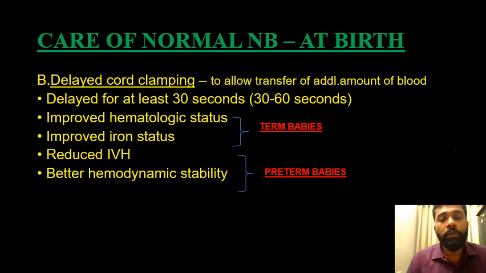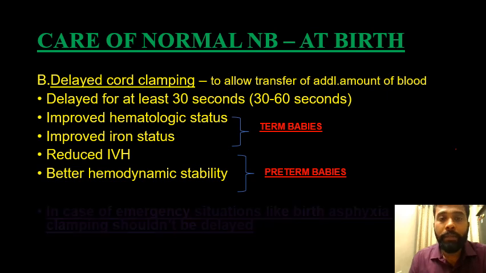And next, how do you care for a newborn at birth? Delayed cord clamping is also there. Why? To allow an additional amount of blood transfer, which needs to be delayed for at least 30 seconds. Improved hematological status and improved iron status are a few of the benefits in term babies, and reduced incidence of intraventricular hemorrhage and better hemodynamic stability are key beneficial factors in babies who are born preterm.